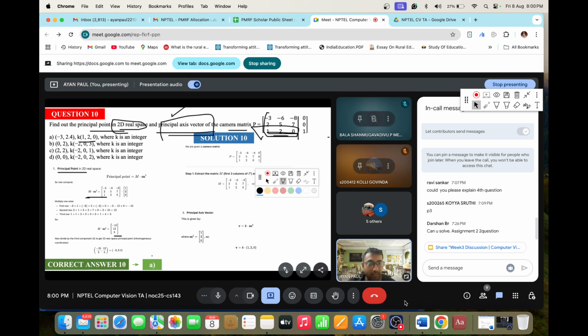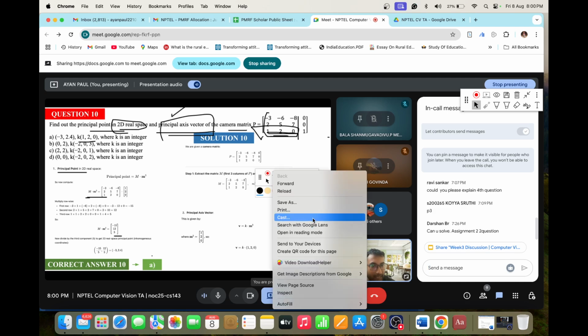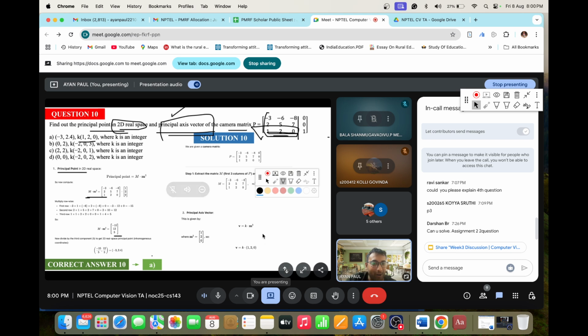Okay. So by this I am ending the session for today, but some of you were asking me about the assignment's second question. I think there is an anomaly in the answer, so as of now I cannot do anything about that.